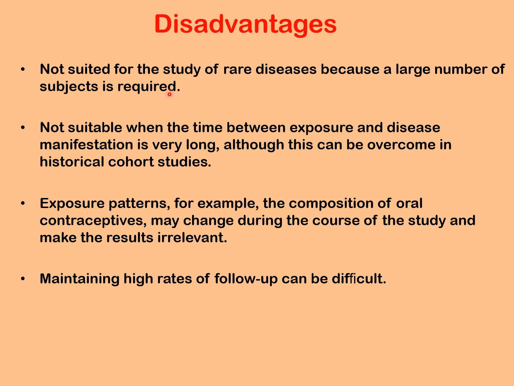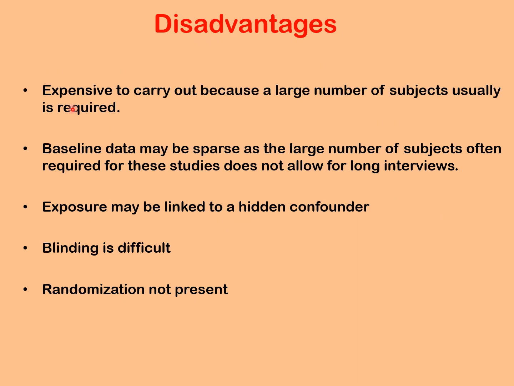So, talking about the disadvantages, they are not good for rare diseases due to large sample size needs, and also a long time between exposure and the disease can be challenging. Changes in exposure patterns may affect the results, and it is difficult to maintain high follow-up rates. Other disadvantages include being expensive due to large sample size requirements. Baseline data may be limited because of large numbers. Exposure might be linked to hidden confounders, it is difficult to implement blinding, and no randomization is involved.